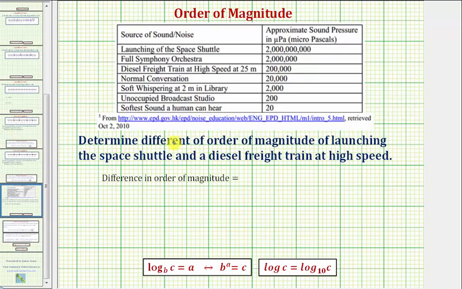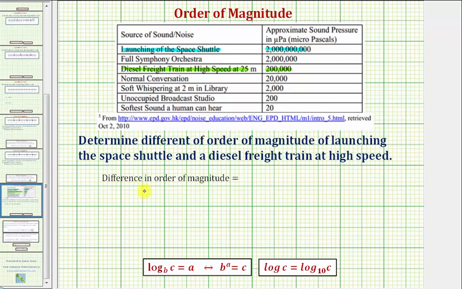In this question, we're asked to determine the difference of order of magnitude of launching the space shuttle and a diesel freight train at high speed. Looking at the table above, notice how the sound pressure for launching the space shuttle is given as 2 billion micropascals, and the sound pressure for a diesel freight train at high speed is given as 200,000 micropascals.